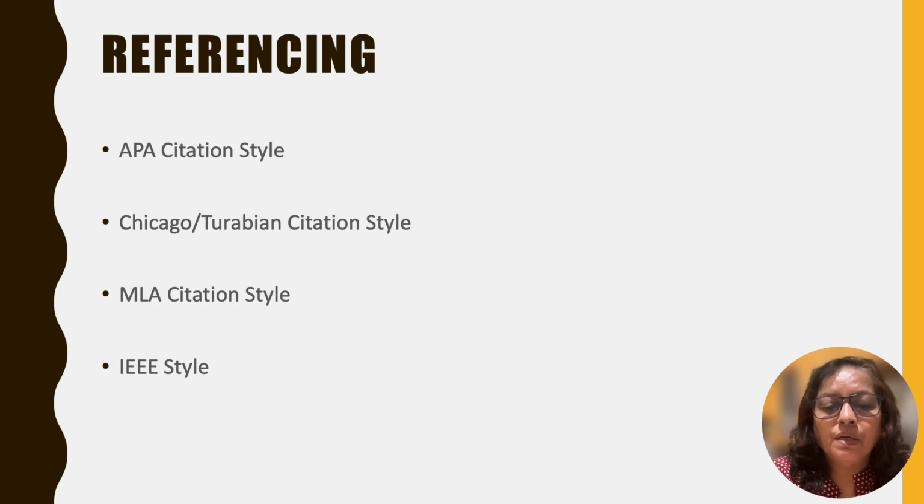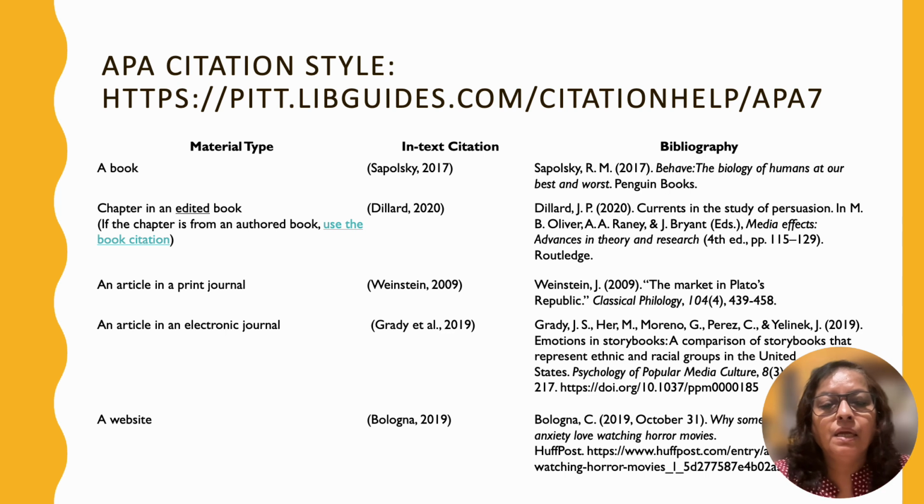Now we talk about referencing. There are 4 styles of referencing. The first one is the APA citation style. See, here you can see the author, R. M. Sapolsky, but it is like this. I would like to acknowledge that I took this page from this website. For example, you have the author and his initials, then the year of publication. This is the title from where it was taken, and Penguin Books is the publisher.